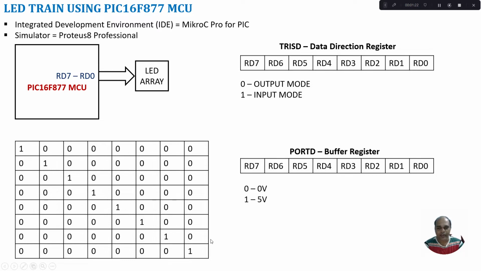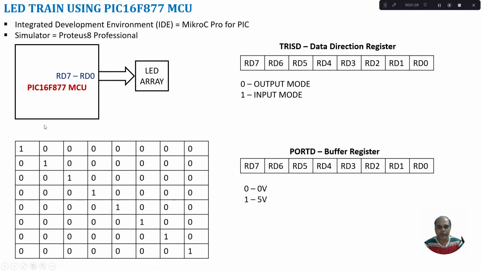So at a particular point of time, only one LED out of 8 LEDs will be in an on state. So it looks like something like a LED is moving from one point to another point. So that is why we call it a LED train.